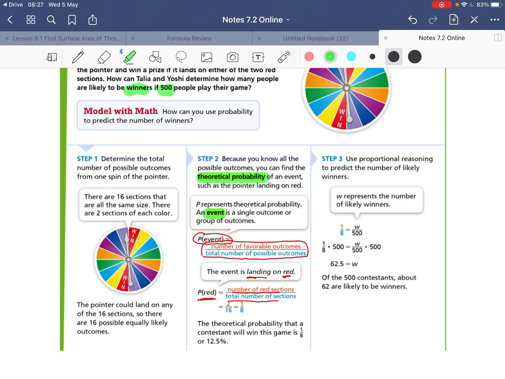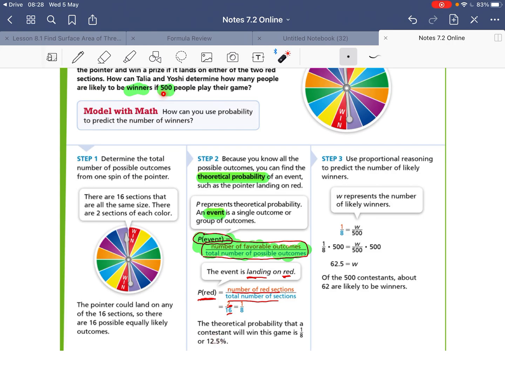So we need to remember this. I would write this part down. So the favorable outcome is 2 out of 16, so you can simplify that to 1 out of 8. So the theoretical probability of landing to be a winner is 12.5%.